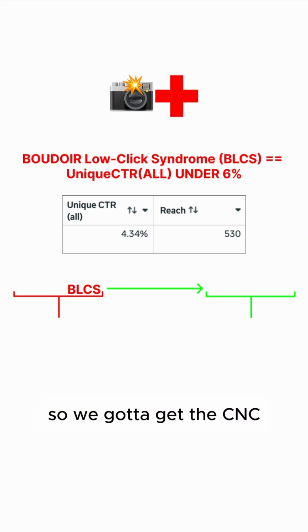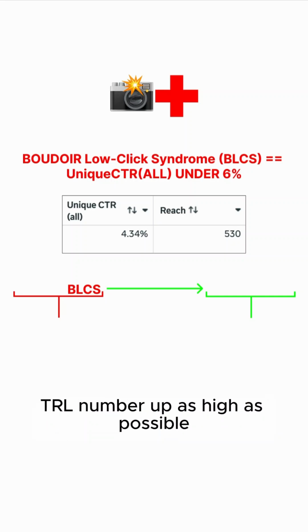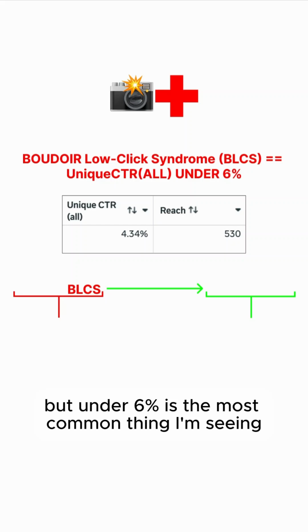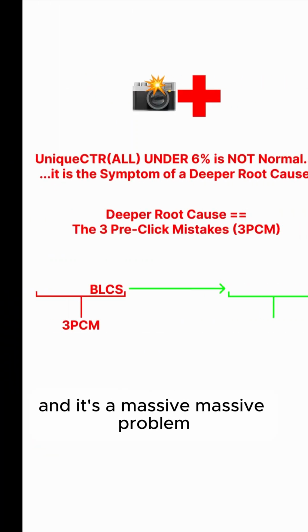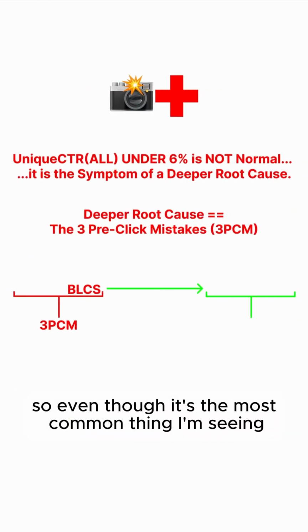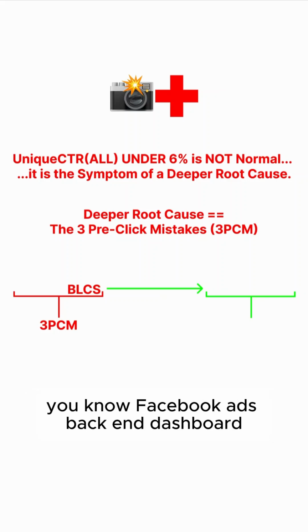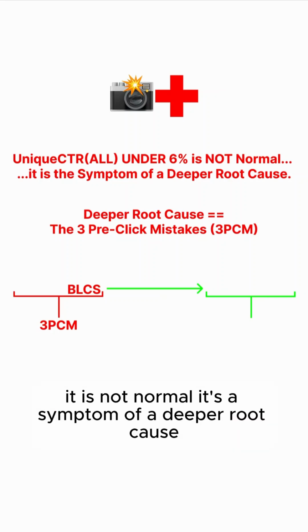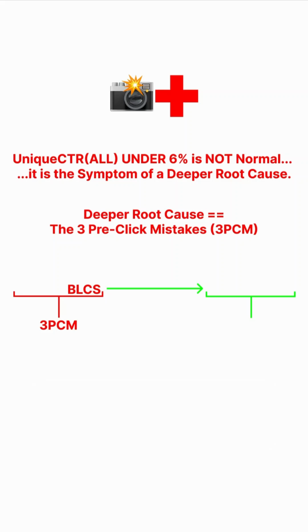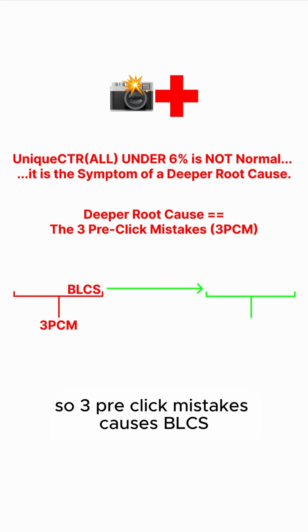So we got to get this unique CTR all number up as high as possible, but under 6% is the most common thing I'm seeing, and it's a massive, massive problem. Even though it's the most common thing that Boudoir photographers have in their Facebook ads backend dashboard, it is not normal. It is the symptom of a deeper root cause. And that deeper root cause is the 3 pre-click mistakes. So 3 pre-click mistakes causes BLCS, aka Boudoir low click syndrome.